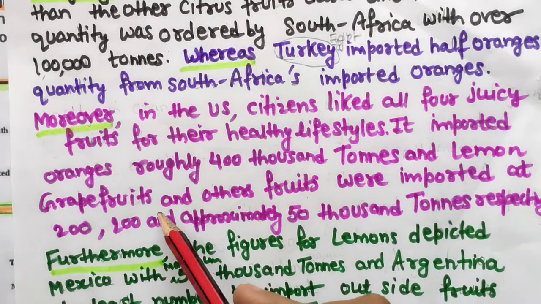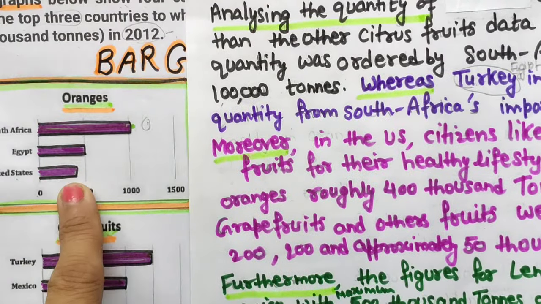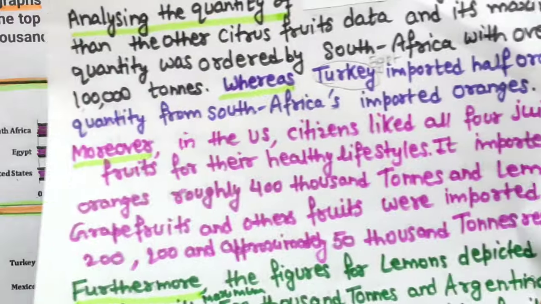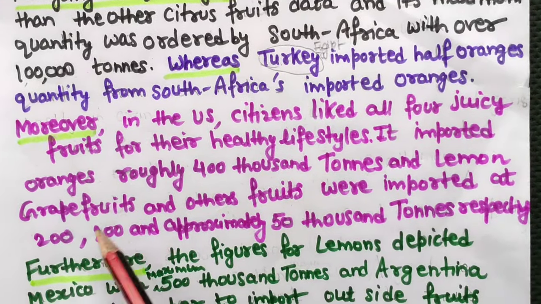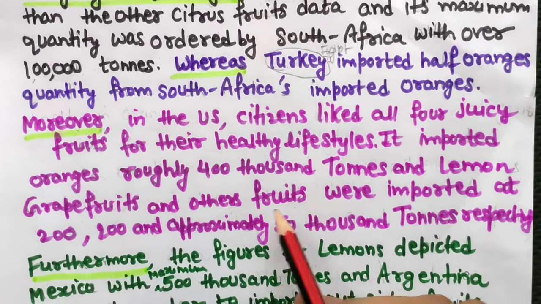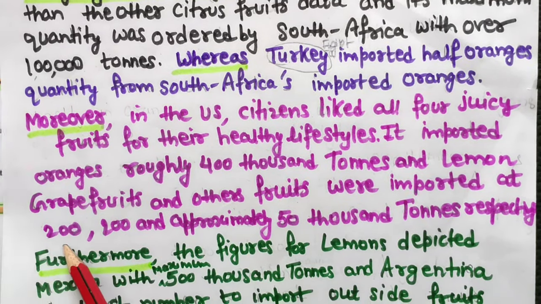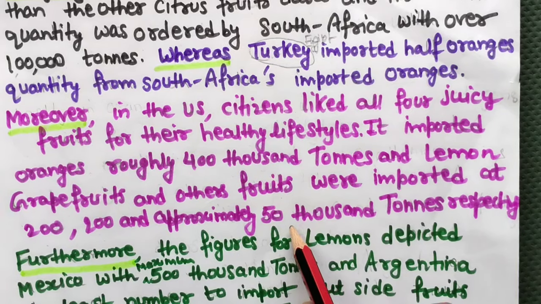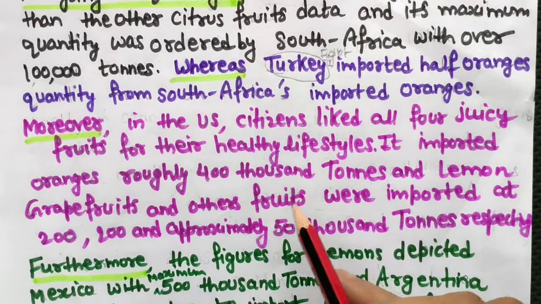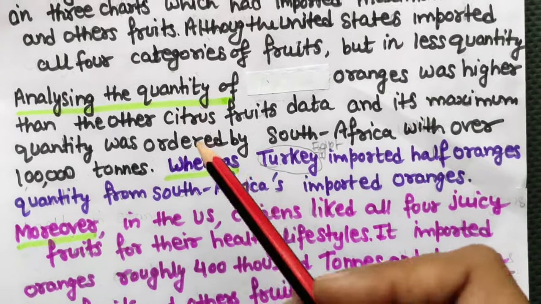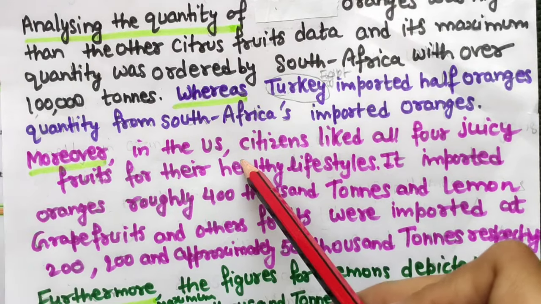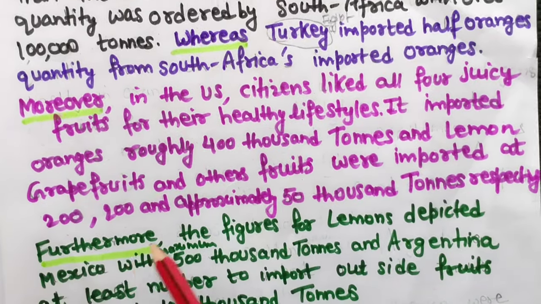And lemon, grape. First I have given this information, now I am combining these 3 pieces of information about the US: lemons, grapefruits and other fruits. Lemons and other fruits were imported at 200 and approximately 50,000 tons respectively. I have written that, it's more important to write. So how have I given details? First I have talked about the highest one, and then I have combined the US country information.